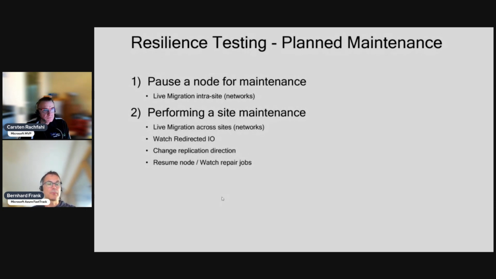And also, we talk about changing the replication direction, and we'll go a little bit more into detail about what happens and how to look at this. Then we will try to shut down a complete site, and boot it up again, and see what happens when the nodes are back online, and have a look at the repair jobs. Sounds like a long one. Be prepared for a lot of stuff.